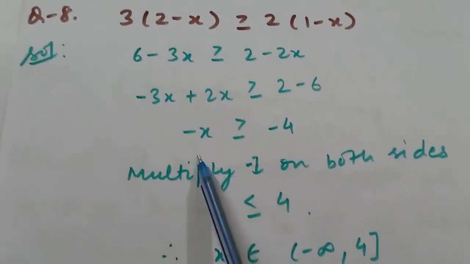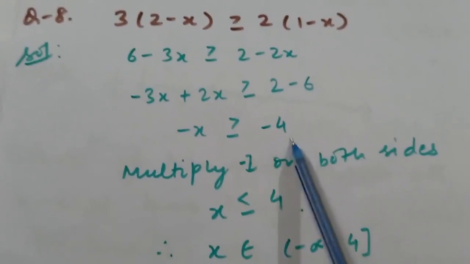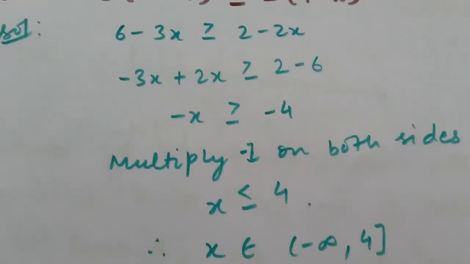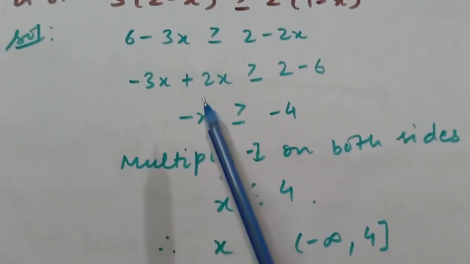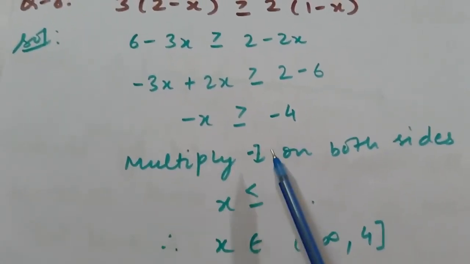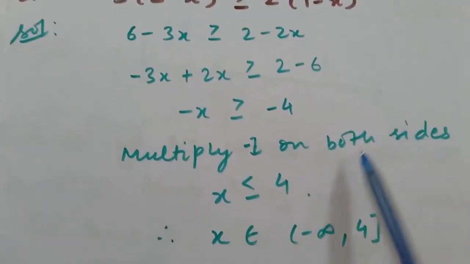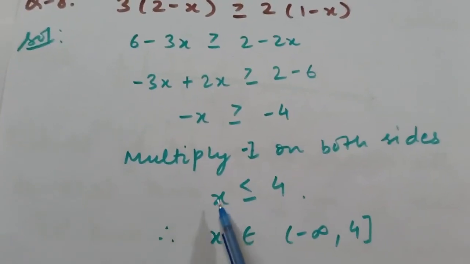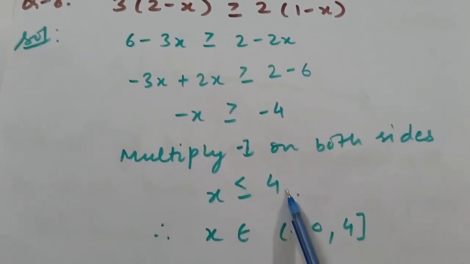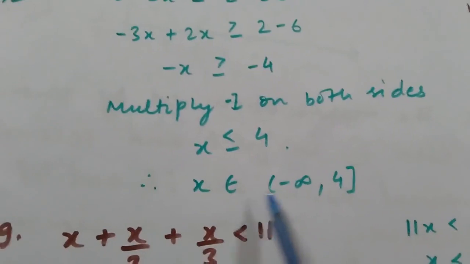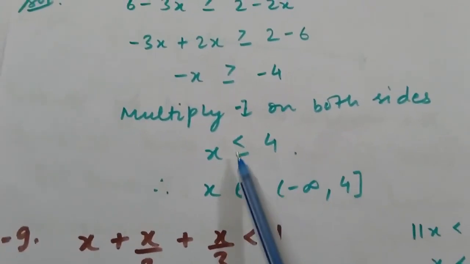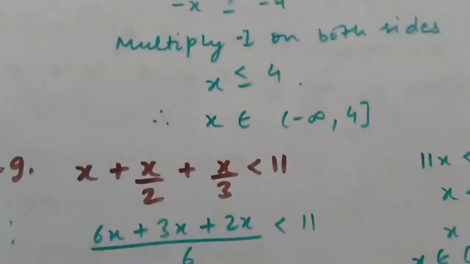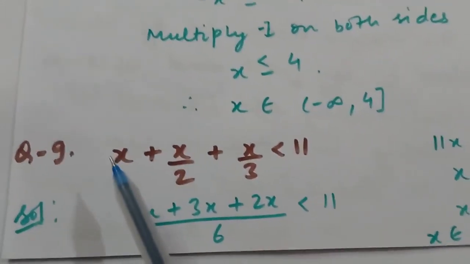Now this will be -x ≥ -4, right? 2 minus 6 is -4. But what we want to find is the value of x, right? Here it is -x, so we have to cancel this minus. So multiply -1 on both sides. When you multiply with -1, the sign of the inequality will change. So now x ≤ 4. Therefore the answer will be x belongs to (-∞, 4], as equality is there, so put the closed bracket or square bracket. Clear?